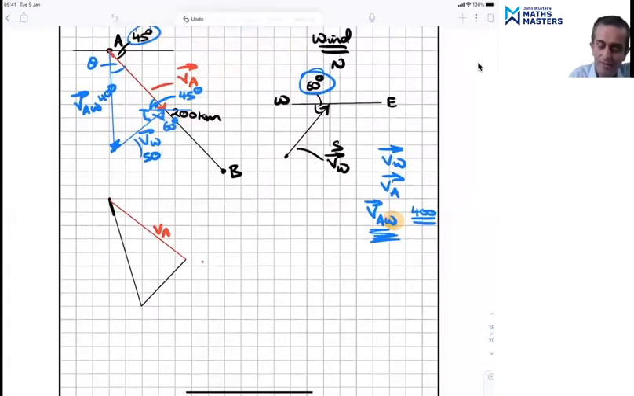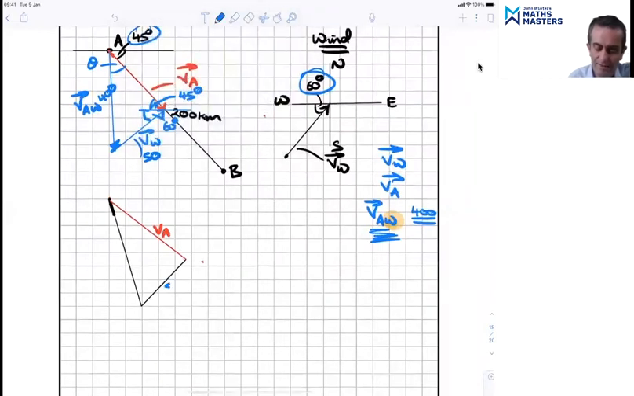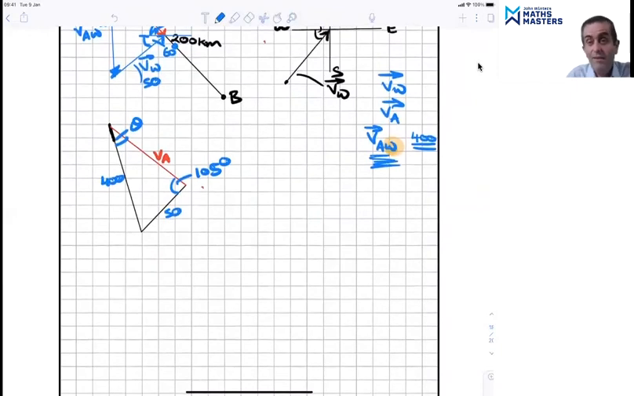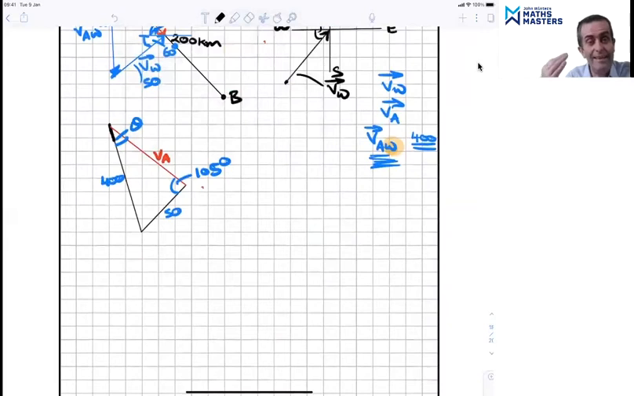So let's put in the other information. We know that this side here is 50 kilometers per hour. We know that this side here is 400. We have now figured out that this angle here is 105 degrees. And I'm trying to figure out what theta is. Now all I need to do here is use the sine rule. I can find theta using the sine rule because I know the size of the side opposite, which is 50.